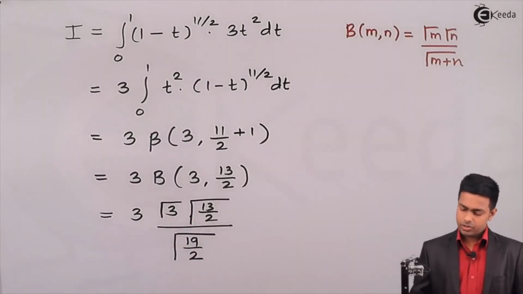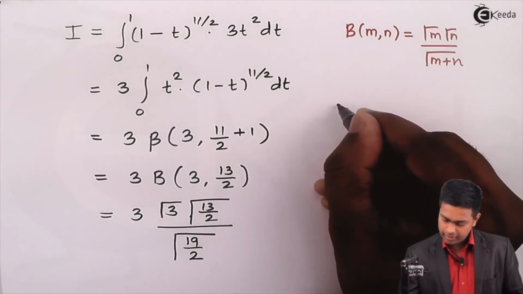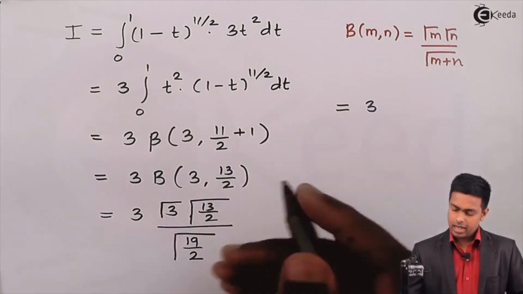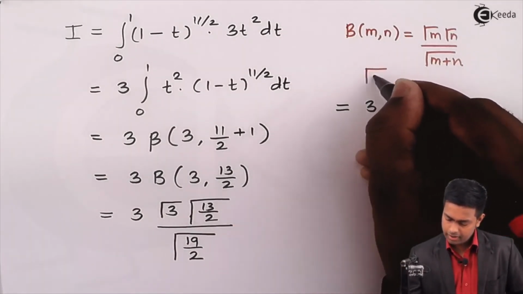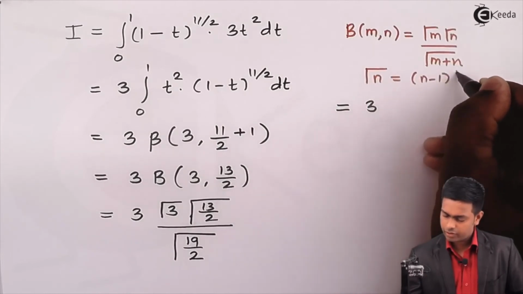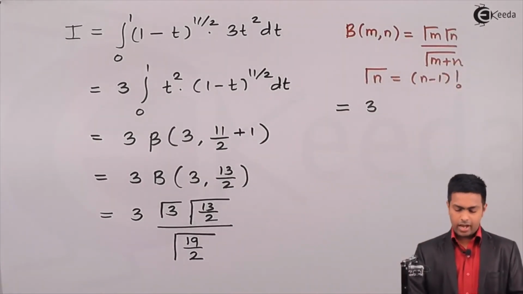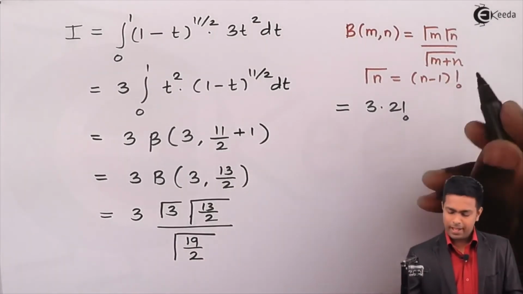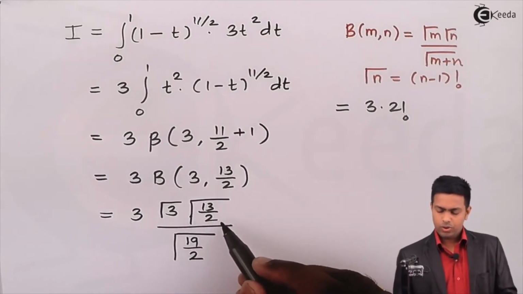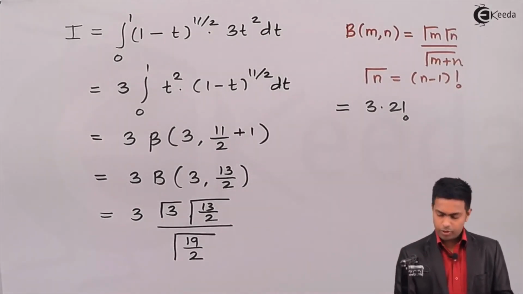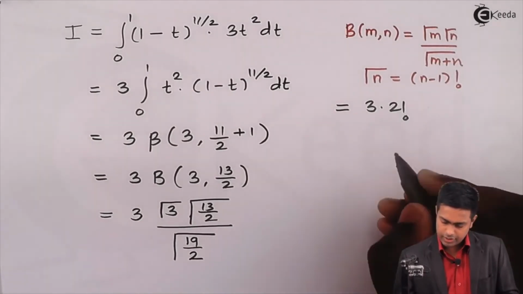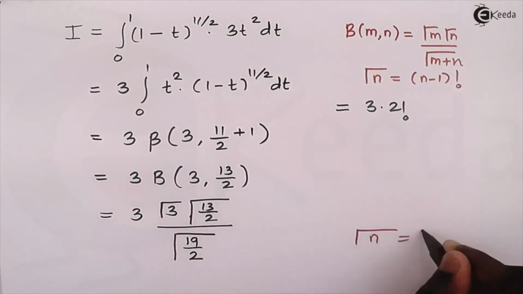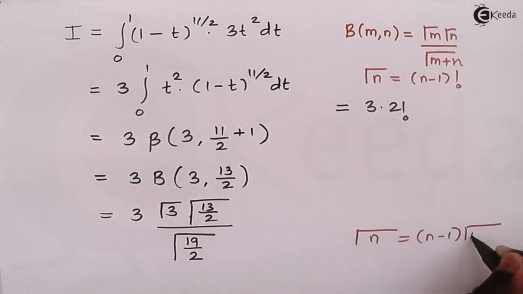Now we'll solve this. This is equivalent to 3 as it is, gamma 3. Again I'll use one more result, and that is nothing but gamma n is equivalent to n minus 1 factorial. So here we have gamma 3, which is nothing but 2 factorial by this property. Next, gamma 13 by 2. For that we will use one more result. You all know that result, which is gamma n is equal to n minus 1 gamma n minus 1.